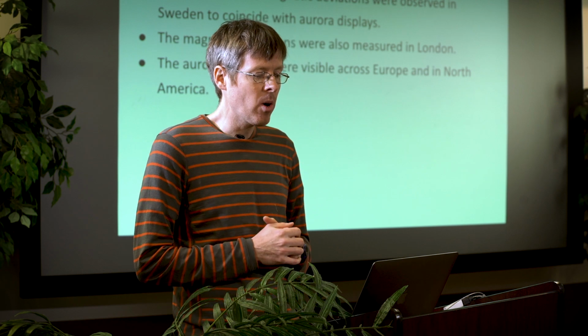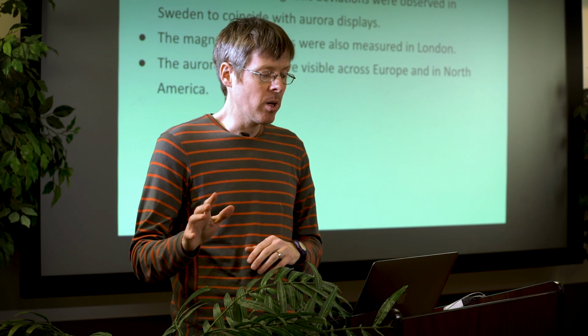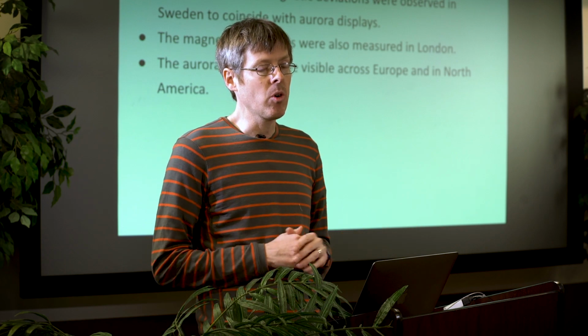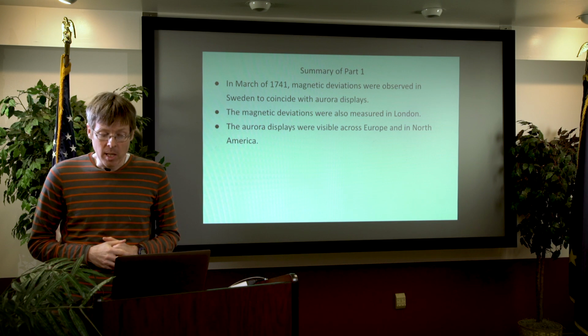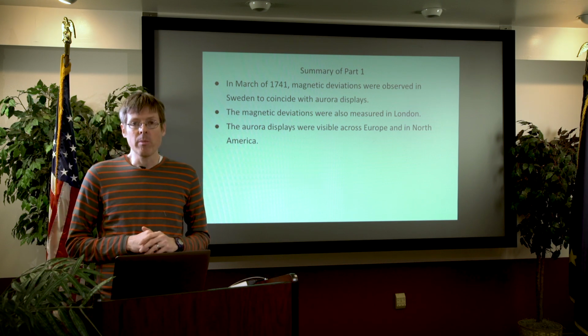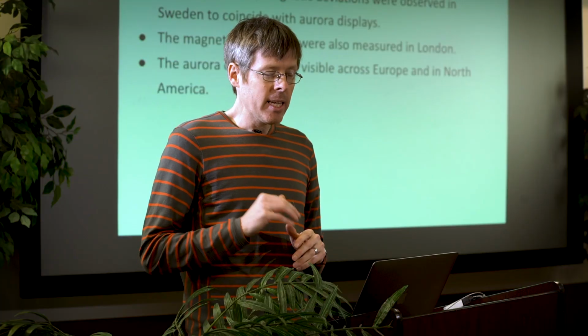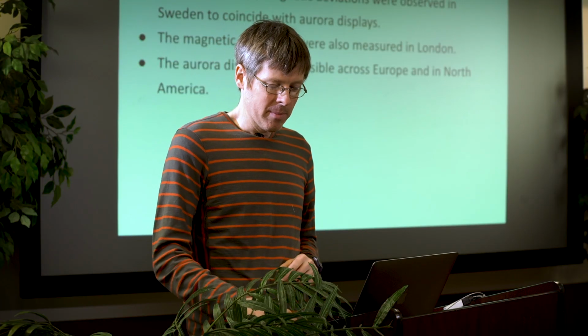So the summary of part 1. In March of 1741, magnetic deviations were observed in Sweden to coincide with aurora displays. The magnetic deviations were also measured in London, and the aurora displays were visible across Europe and North America. In the next section, Don is going to take over and tell us about the aurora.